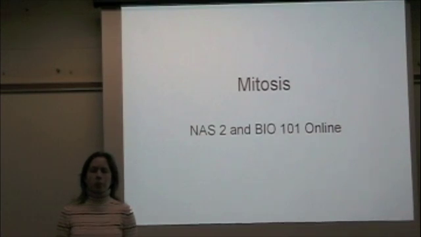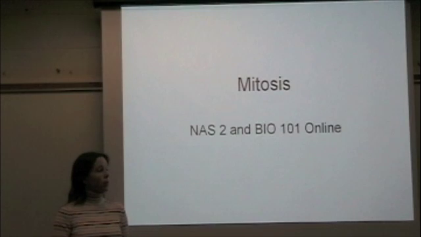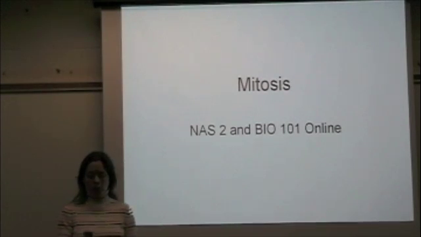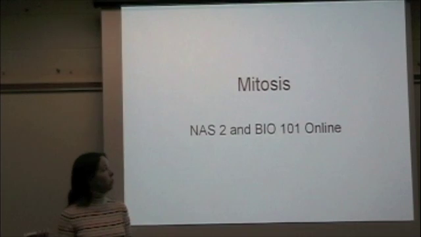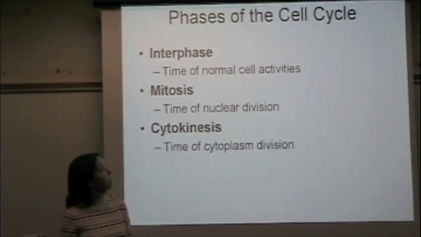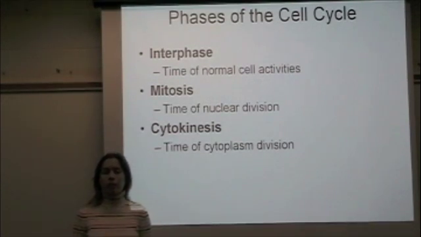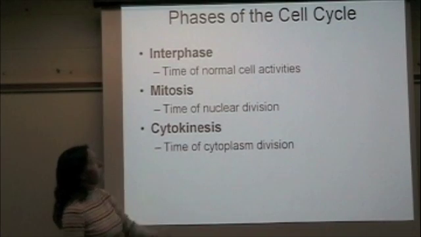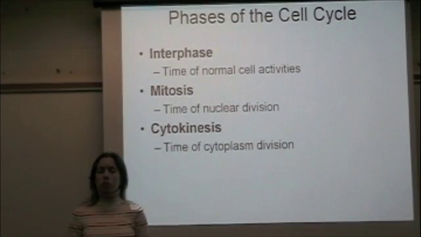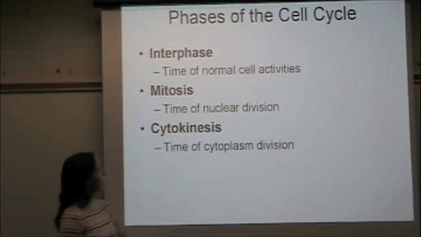Going to use this PowerPoint to go through the phases of mitosis. Remember that mitosis occurs in somatic cells. It is used for cell replacement, cell growth, and it's one part of the overall cell cycle. So if we look at the entire cell cycle, we can divide it into 3 phases. We have interphase. The cell spends most of its time in interphase. This is when it's undergoing normal cell activities.